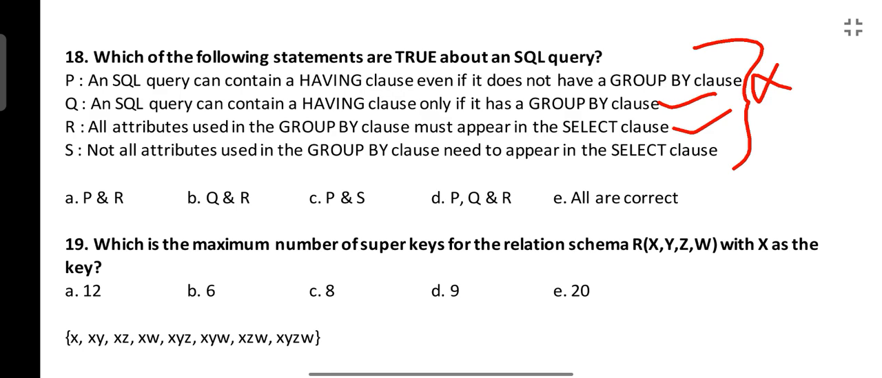And last is, not all attributes used in the group by clause need to appear in the select clause. No, this is not correct. So the answer will be Q and R. Which is the correct option? Option B, Q and R.